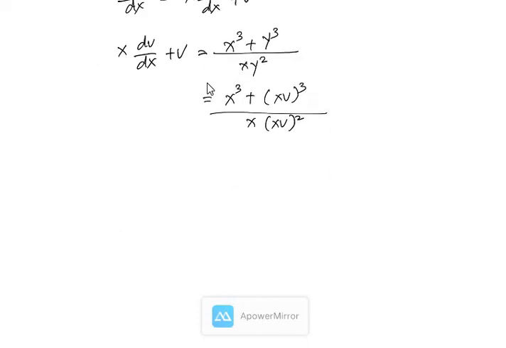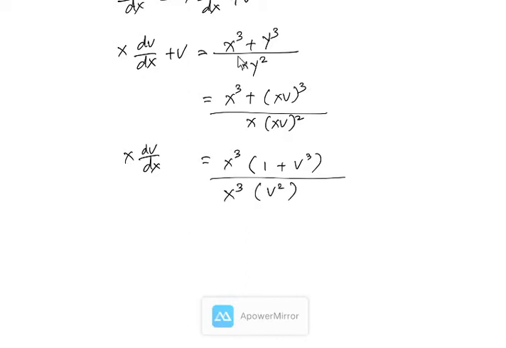Okay, so I obtain x dv over dx equal to, so this one I obtain x to the power of 3, then I can factor out 1 plus v to the power of 3 divided by x to the power of 3. So x times x squared, we get x to the power of 3, and then multiply with v squared. So we move the v to the right hand side, so it's minus v. This one we can cancel out.